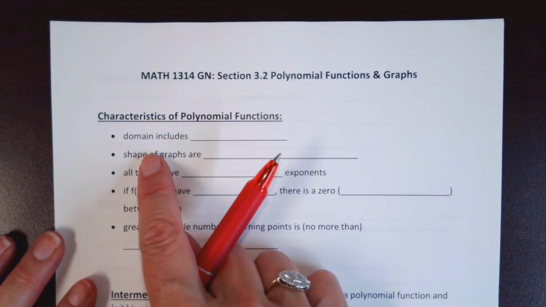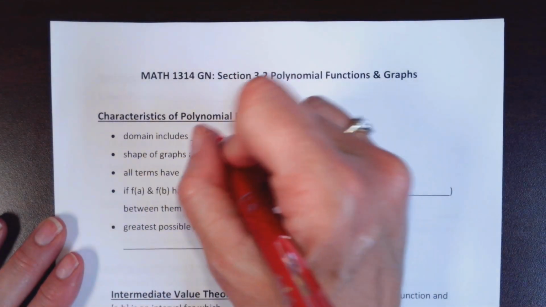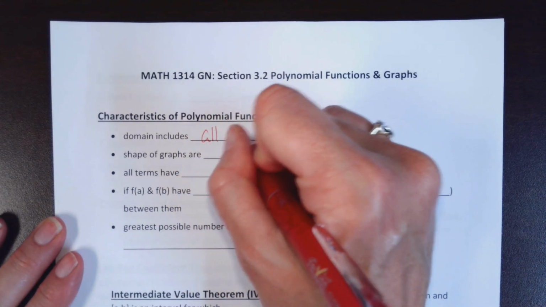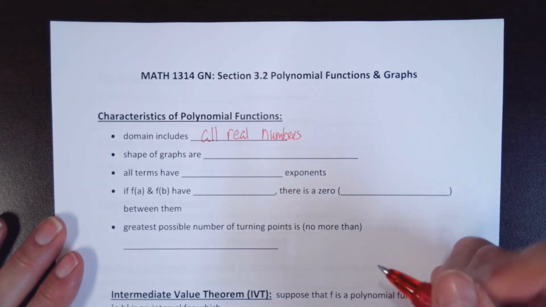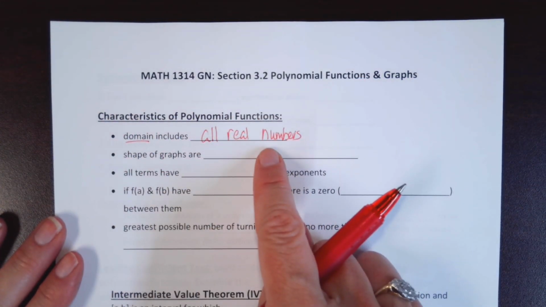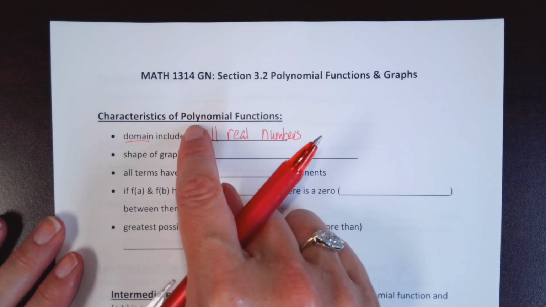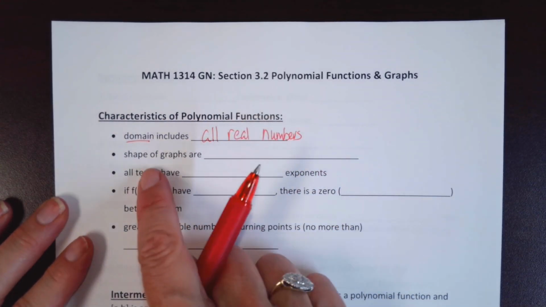For example, we only have a polynomial function if the domain includes all real numbers. Notice I didn't say anything about the range, just the domain. If the domain includes all real numbers, we could have a polynomial function. Now, if there are limits on your domain, it's not polynomial. If there are limits in the range, doesn't matter. But we're focusing on domain is all real numbers.